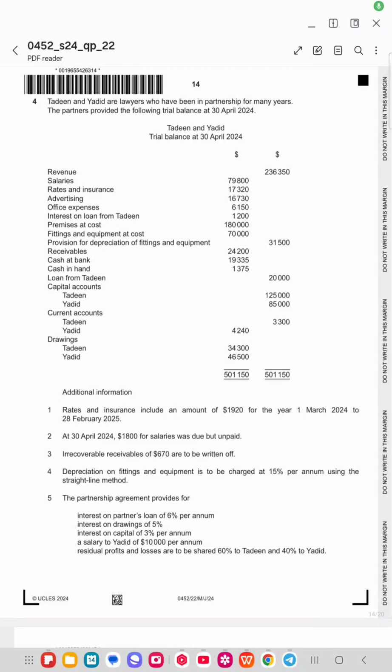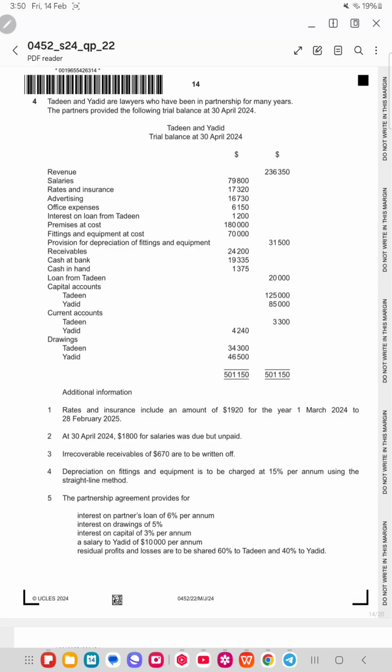In this video, we are going to talk about partnership accounts. In this question, Tadin and Yedid are lawyers who have been in partnership for many years. The partners provided the following trial balance. A trial balance is given here. Some items are on the debit side and some items are on the credit side.